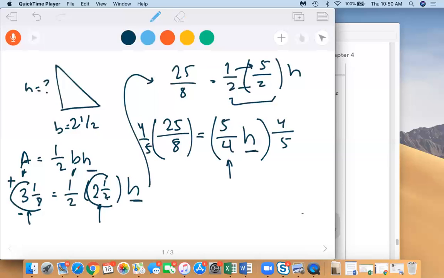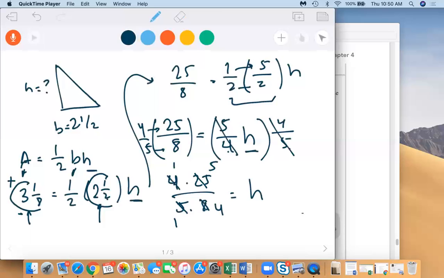Okay? So even though these are in different orders, remember, order doesn't matter with multiplication. So 5/4 times 4/5 cancels out. And then we need to multiply on this side. So can we simplify it all before we multiply? Or let's go ahead and write it down here. We'll do 4 times 25 over 5 times 8 equals h. But what I see is that 4 and that 8 are both divisible by 4, right? So 4 divided by 4 is 1. 8 divided by 4 is 2. 5 divided by 5 is 1. And 25 divided by 5 is 5.